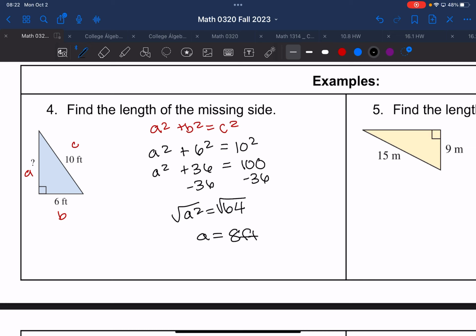Technically, when you take the square root of something that is squared, not only would we get the positive 8, we would get a negative 8, because if we took negative 8 squared, that's still 64, okay? But since we're dealing with an object, we know we can't have negative 8 feet. So that's why we didn't consider this one, okay? So our answer is A equals 8 feet.